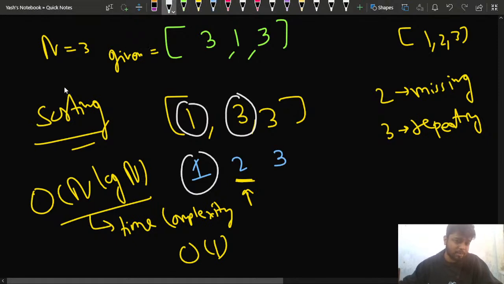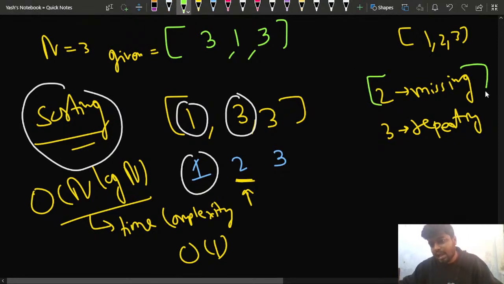So I can do sorting, and I know that the first element should be equal to 1, second should be equal to 2, third should be equal to 3. In this way I can keep on comparing with the indexes. I can see that at index 2, element 2 is not present, so I'll say 2 is the missing number, and eventually I'll be able to find that 3 is the repeating number. So that's what I'll do in this particular approach.